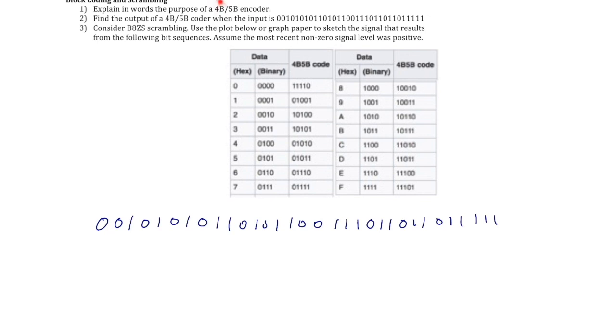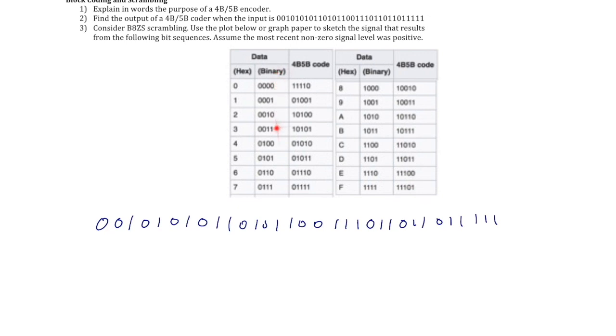And the encoding scheme takes 4 bits as input, and these columns here, the data bits, are the input bits. It takes 4 bits as input and outputs 5 bits as output. And so every time the input receives 4 bits, it instead outputs 5 bits. So if it receives 4 zeros, it outputs 4 ones and a 0. If it receives 3 zeros and a 1, it outputs 0, 1, 0, 0, 1, and so on.